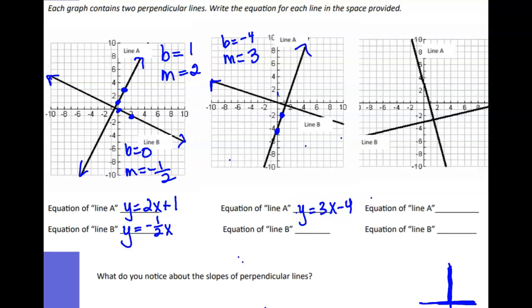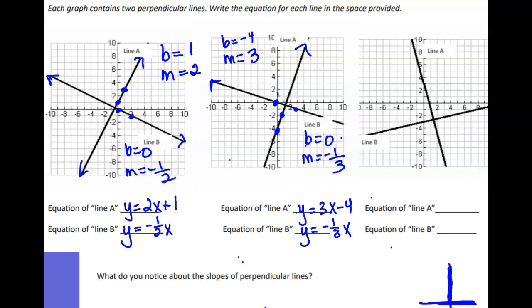Now when I look at line B, my y-intercept here is at 0. And my slope, I'm going to go down 1 and to the right 1, 2, 3. So I go down 1 to the right 3. So it's a negative 1/3. So the equation of that line is y equals negative 1/3 x.